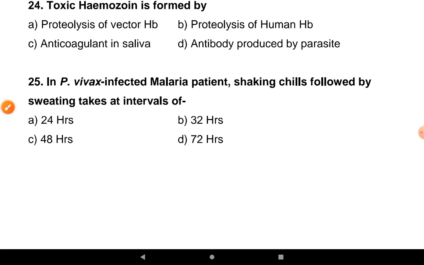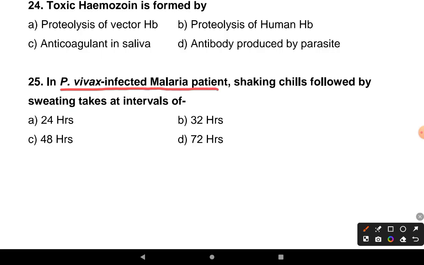The next and last question of this video is: in a Plasmodium vivax infected malaria patient, shaking, chills followed by sweating take place at an interval of 24 hours, 32 hours, 48 hours, 72 hours. The correct answer is option C. Shaking, chills followed by sweating take place at an interval of 48 hours in a Plasmodium vivax infected malaria patient.